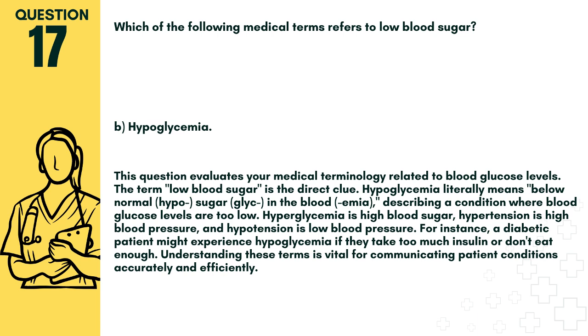Answer: B. Hypoglycemia. This question evaluates your understanding of fundamental medical terminology, specifically related to blood glucose levels. The term low blood sugar is the direct clue. Hypoglycemia literally means below normal, hypo, sugar, glyc, in the blood, emia, describing a condition where blood glucose levels are too low. Hyperglycemia is high blood sugar, hypertension is high blood pressure, and hypotension is low blood pressure.